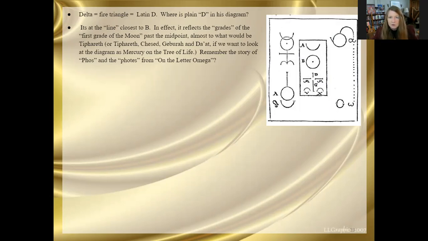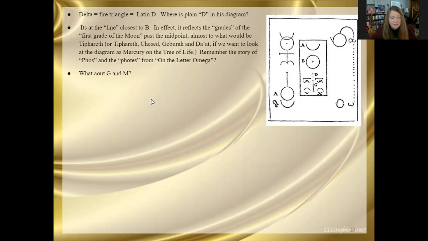But remember this story from on the letter Omega of Phos and Photes. The idea is there that Adam realizes he's Phos. This is a word that in ancient Greek means both. It doesn't mean both, but it's a frequent play because they sound exactly alike, and they're spelled almost the same. It's used in Homer and so on, where light and man. So this light man has almost been freed from matter.